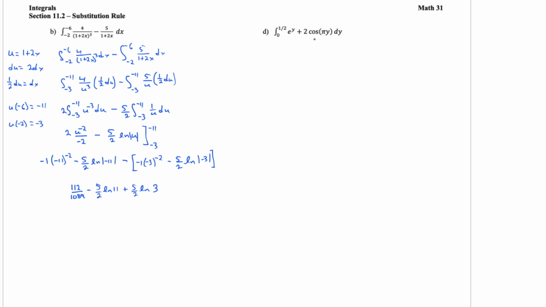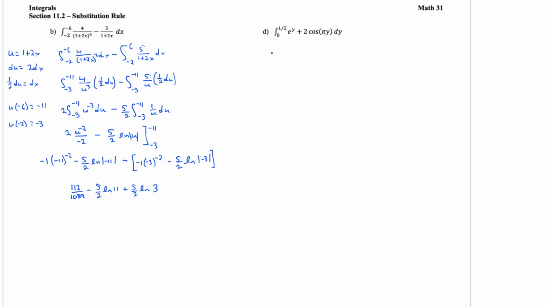Now my last one, again, I have two parts. I have then the e to the y between the 1/2 and 0, and I have 2 cos pi to the y. Now what we'll notice for this one here is this e to the y, I can take that integral without actually doing any substitution. So I'm going to solve that one separately from this one over here.